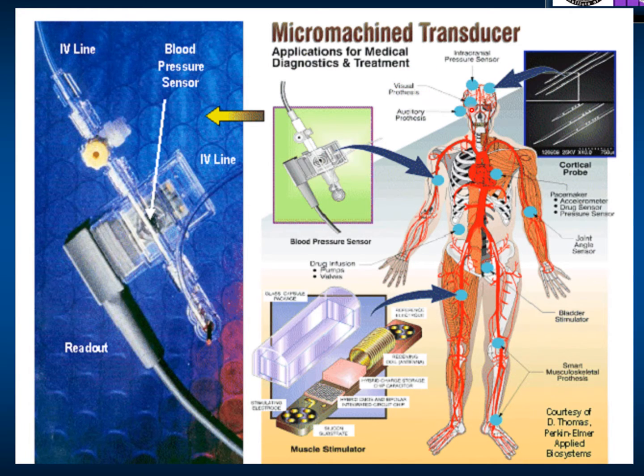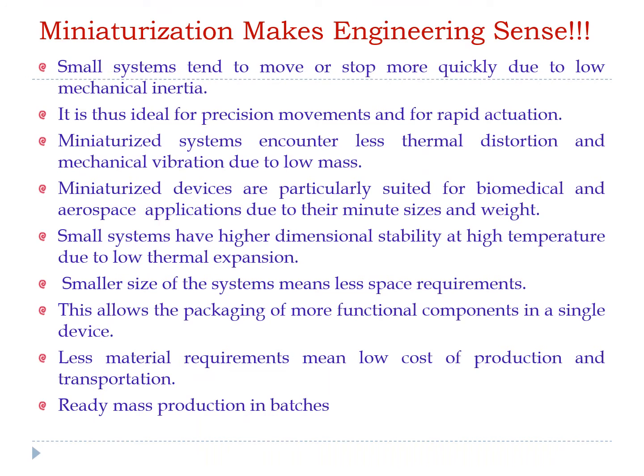We have visual prosthetics, auditory prosthetics, and we have cortical probes which are inserted into the cortical area in order to analyze the cortical signals, and the pressure sensor, blood pressure sensors, pacemakers and joint ankle sensors, and then bladder stimulator, smart musculoskeletal prosthetics. Like various sensors and actuators are developed for BioMEMS in order to have the diagnosis part as well as the therapeutic part.